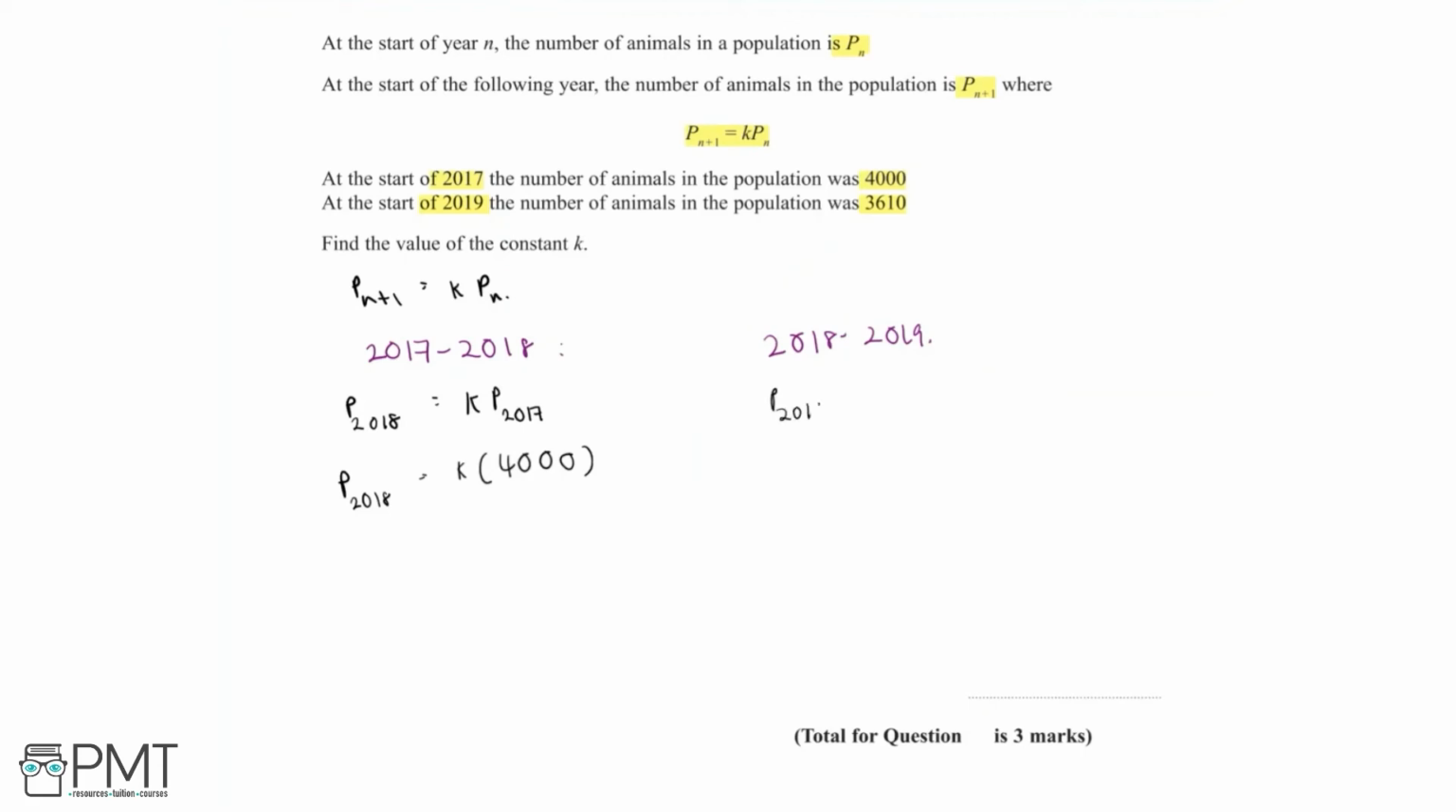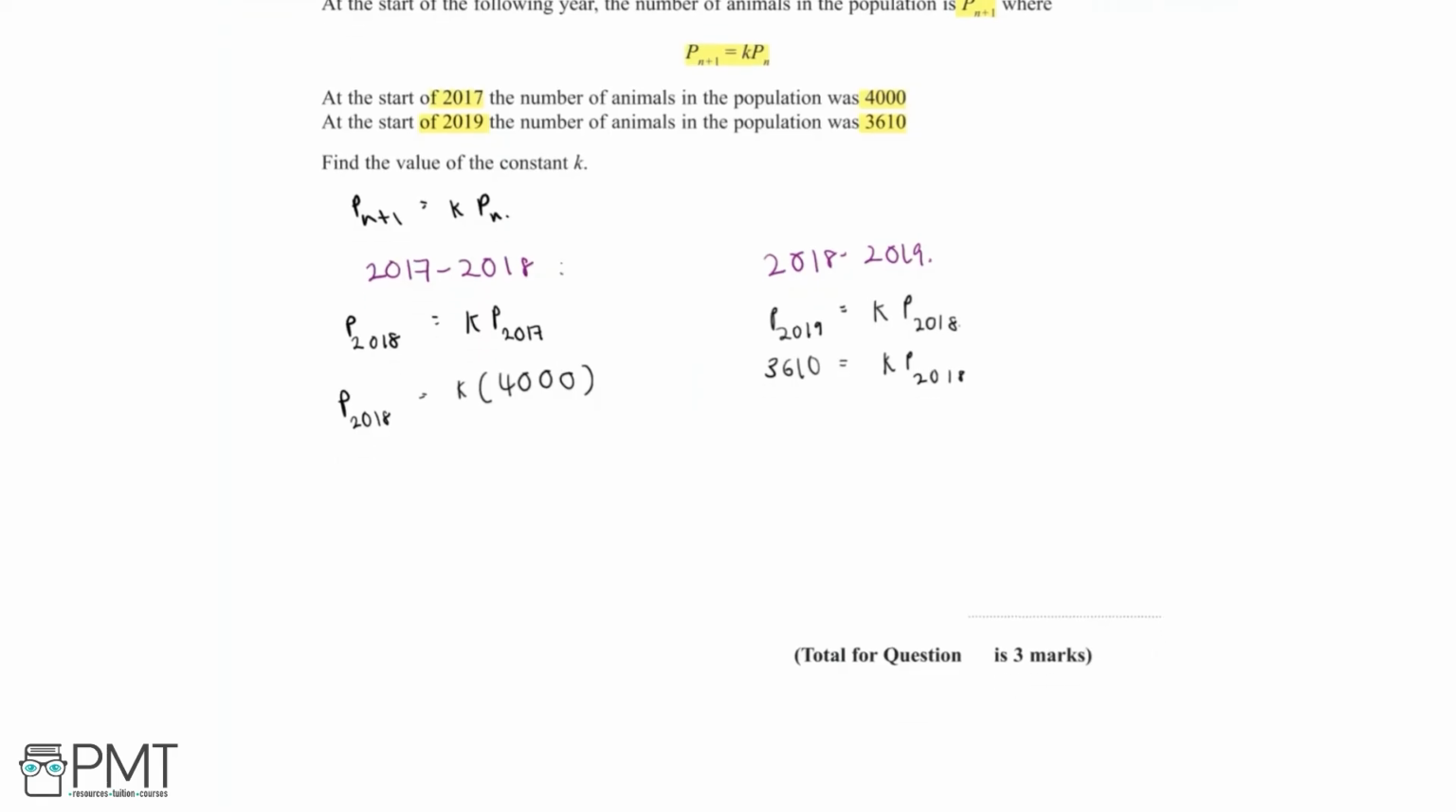P 2019 is equal to k multiplied by P 2018. The population in 2019, we know, was 3,610, and so we can say that 3,610 is equal to k P 2018. Now in both equations, we have the population in 2018, which we don't know, and so we can get rid of it by substituting in the population in 2018.